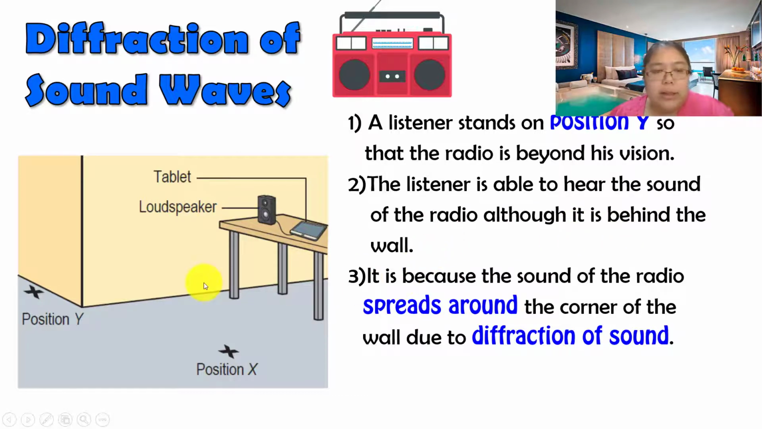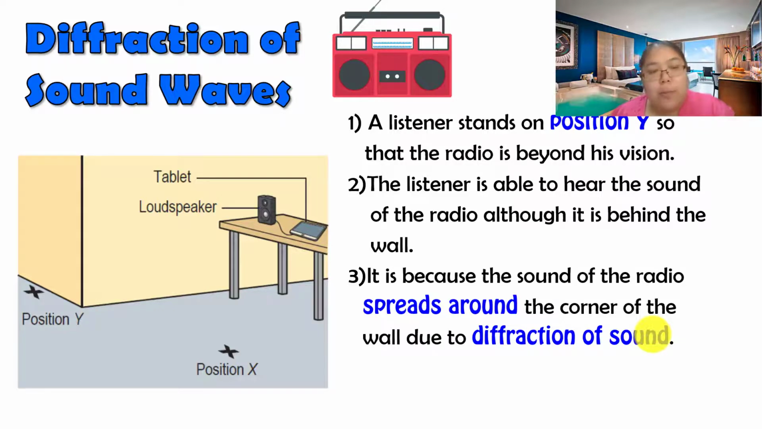Okay, why? This is one of the questions they will ask: why can you not see but you can listen? Because the sound of the radio spreads around the corner of the wall due to the diffraction of the sound. From water, light, and also sound, sound is better at diffraction. What's the reason? Because the wavelength, lambda, of the sound wave is the longest compared to the others, so it is easier to diffract.